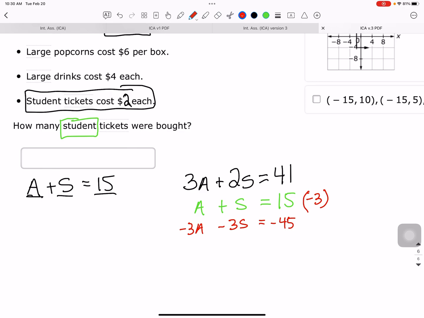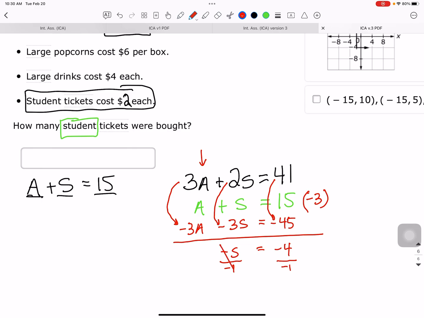Why did I do that? Now when I have the columns fight against each other, 3A's versus negative 3A's is no more A's. 2 S's versus negative 3 S's is negative 1 S. 41 minus 45 is negative 4. Remember, there's a negative 1 in front of the S, so we can divide by negative 1.